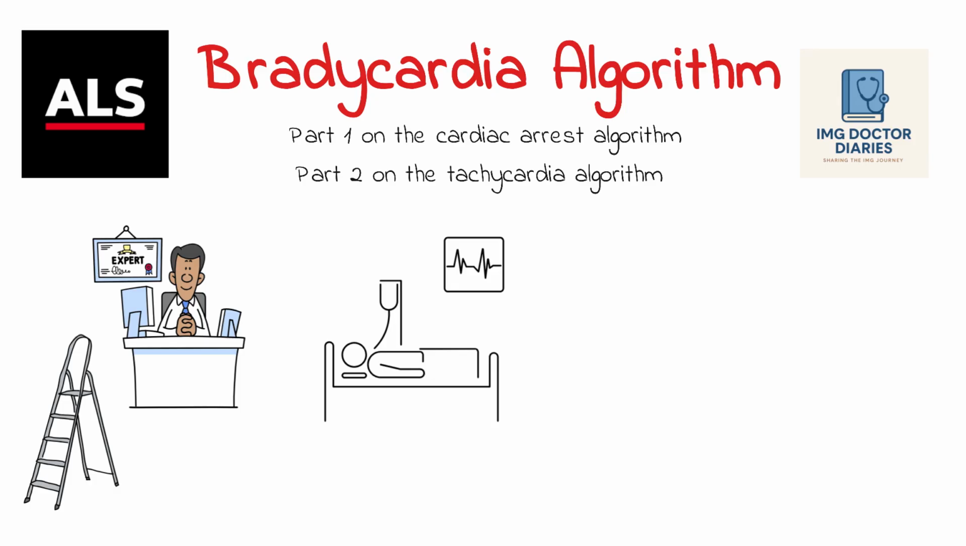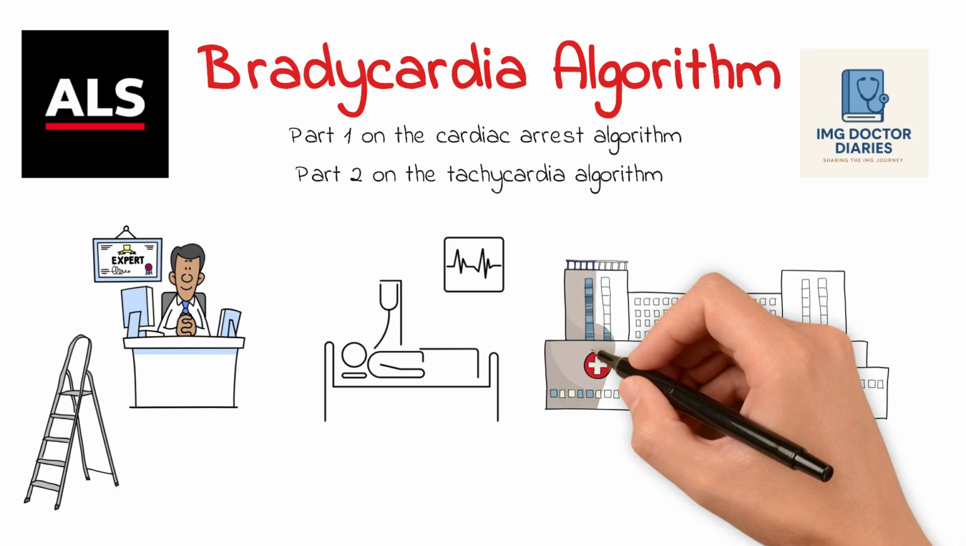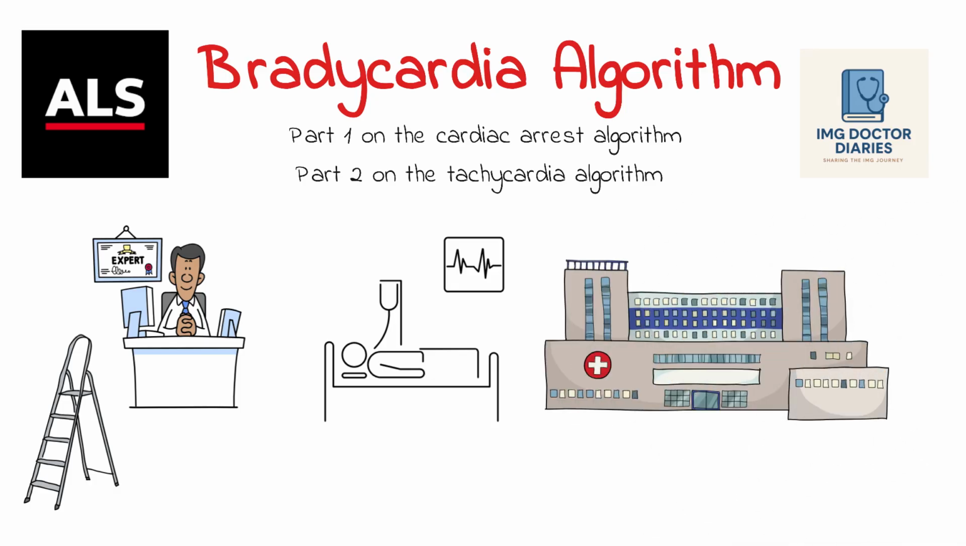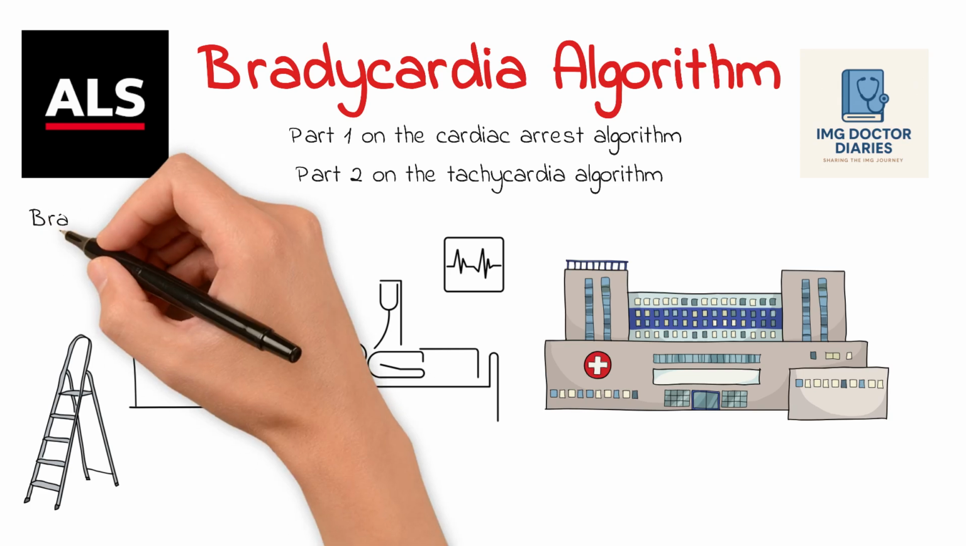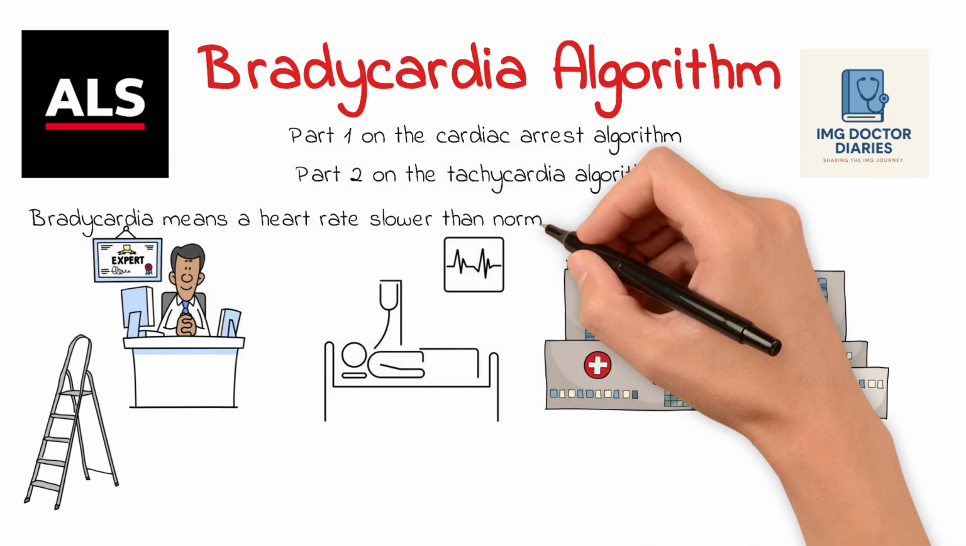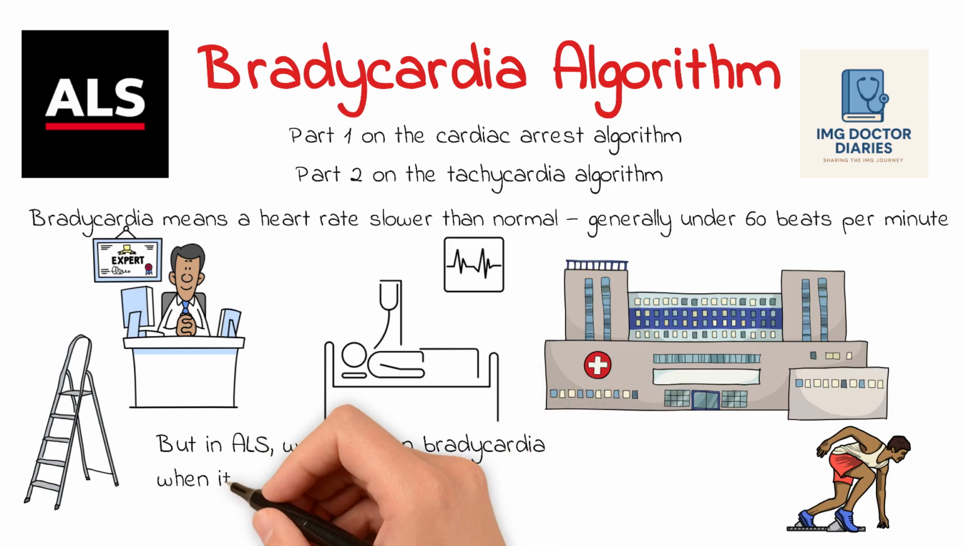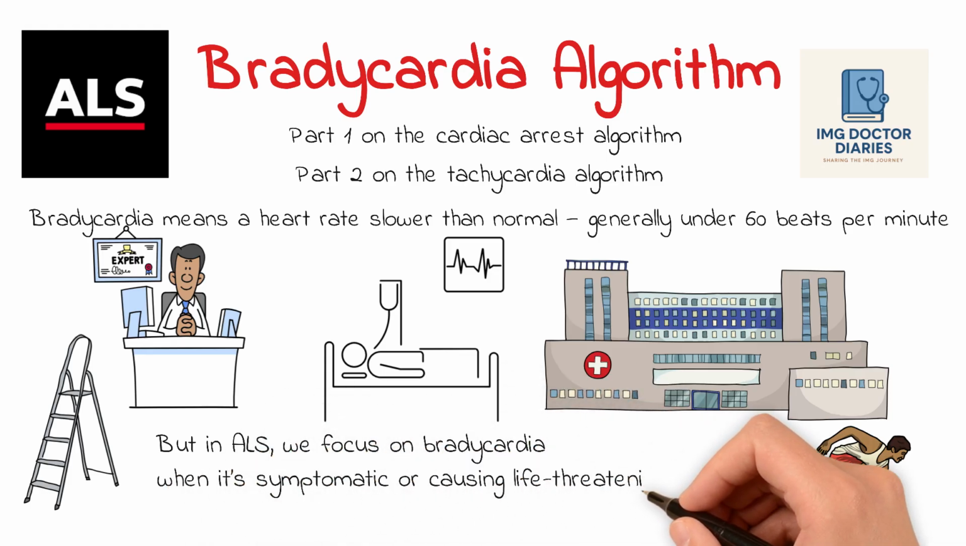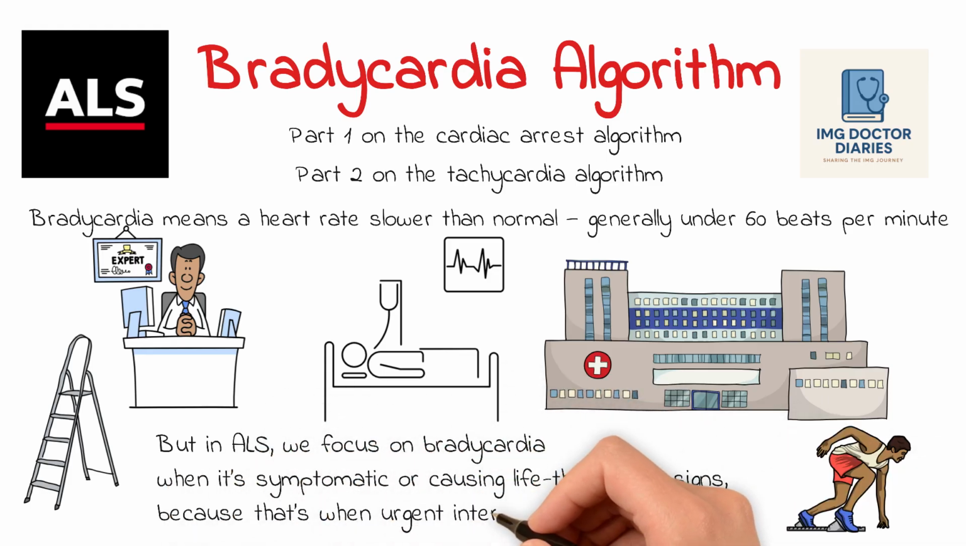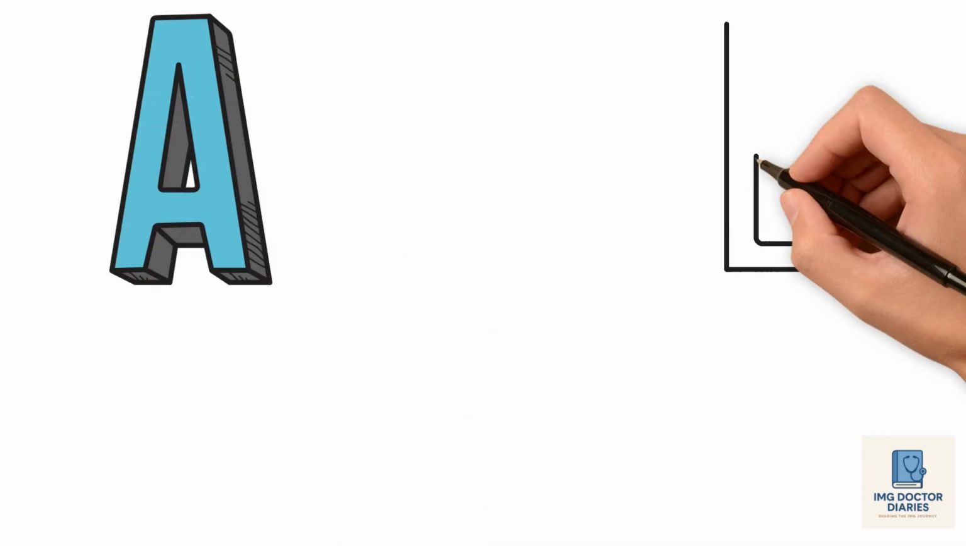Bradycardia can be life-threatening if missed, and it's something you will see in both hospital wards and emergency settings. Bradycardia means a heart rate slower than normal, generally under 60 beats per minute. It's not always dangerous. For example, in athletes, a slow resting heart rate can be completely normal. But in ALS, we focus on bradycardia when it's symptomatic or causing life-threatening signs, because that's when urgent intervention is needed. We begin by assessing the patient with an A to E approach.